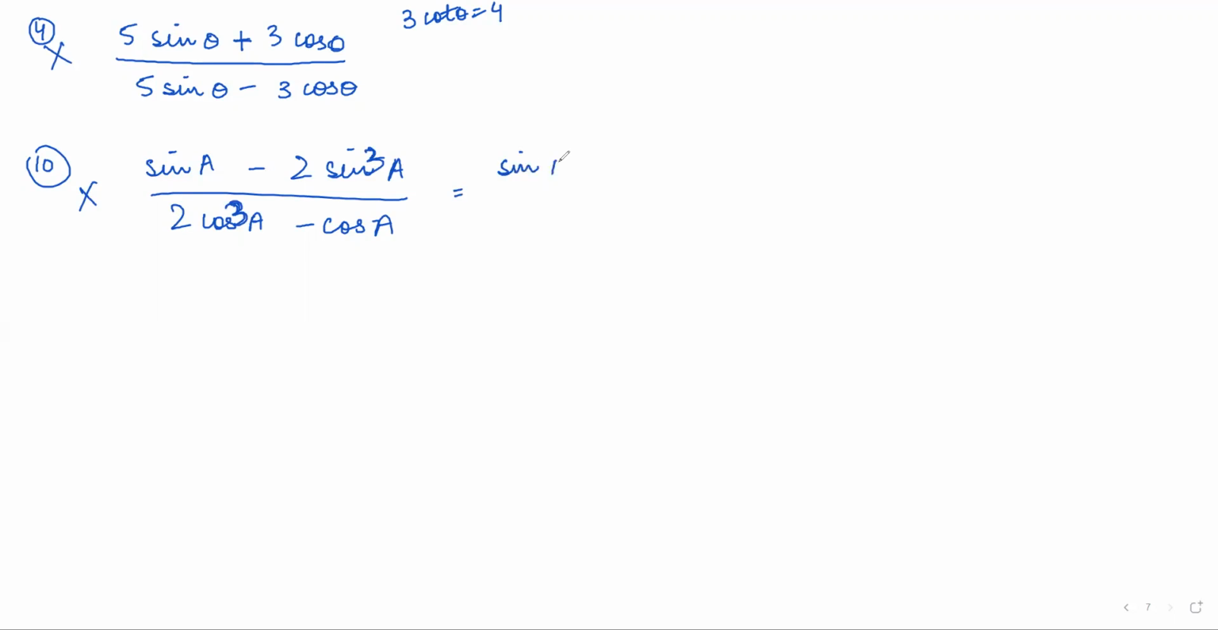If you take sine A common, you have 1 minus 2 sine square A, right? And then if you take cos of A common, you have 2 cos square A minus 1. Now, who will tell me how should I do it? Ma'am, 1 minus sine square is cos square A. Like that. But I have 2 here also, right? 1 minus 2 sine square A. Ma'am, use 2 cos square A?